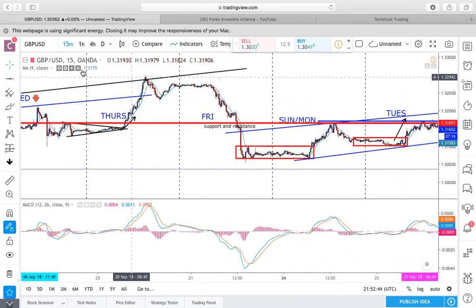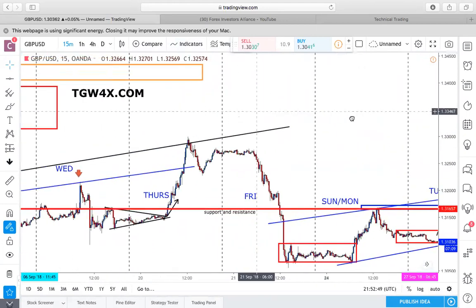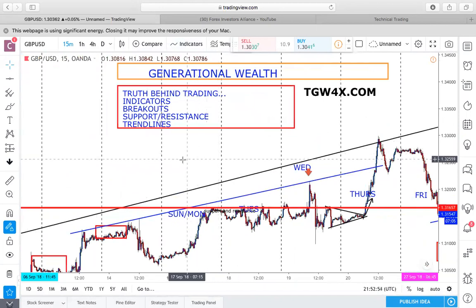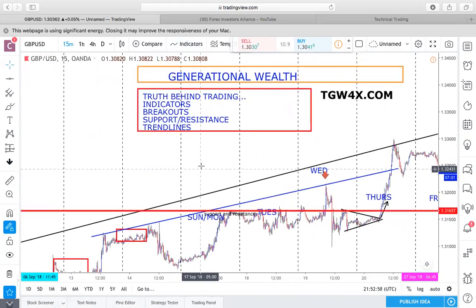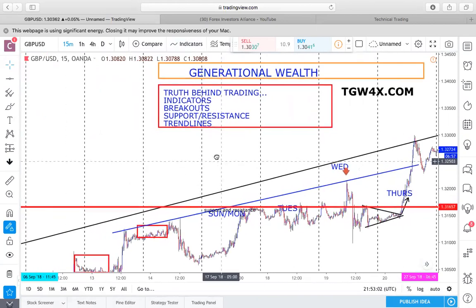Here in Generational Wealth, we do not trade indicators. So let's take that off. That's a little confusing for me. When I first started learning how to trade, I did check out a couple of indicators I did like, but after coming into more of the truth and how to actually trade, you don't need it.